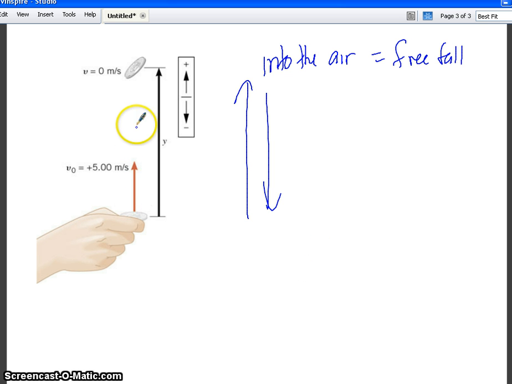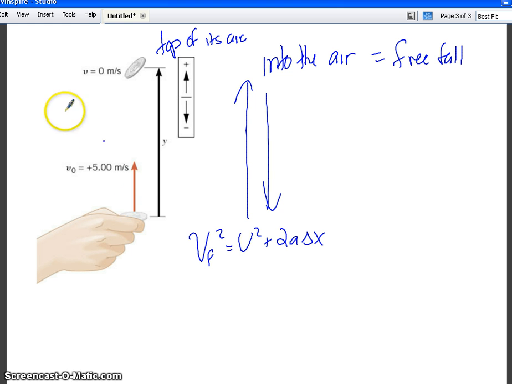at the very top of its arc, at the very top of its ascent, the velocity is equal to 0 meters per second. So once again, maybe you're going to use this equation right here: v final squared equals v initial squared plus 2a delta x. This is one of our kinematic equations.